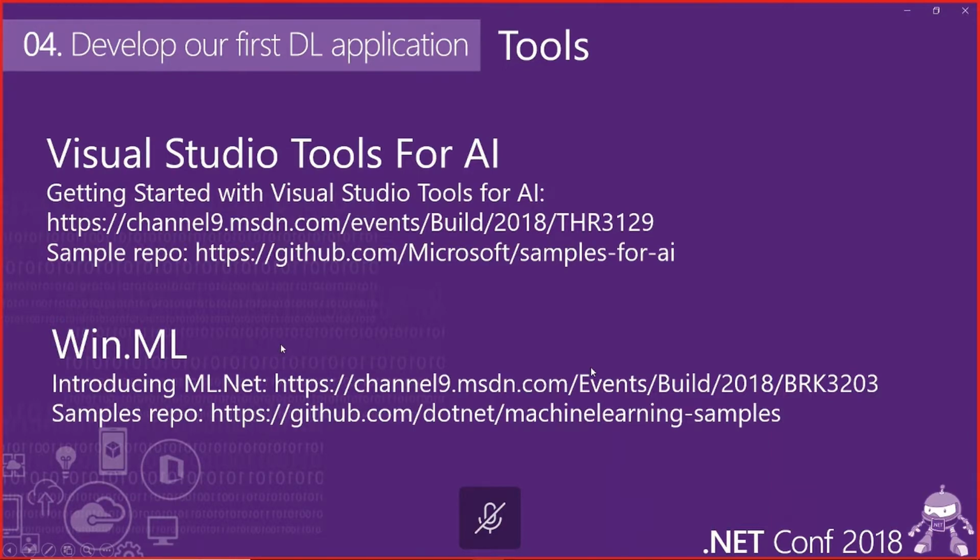WinML is something really important. It was released something like 6 months ago, I believe, announced at Build. Before these two tools, as I told you, the only way to develop artificial intelligence was to go out of our comfort zone. Now what we can do is use the Visual Studio Tools for AI and also WinML. With WinML, we can develop artificial intelligence in C#. Nice, and I will show you.